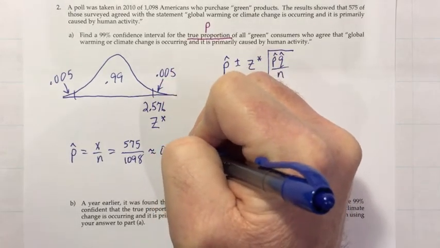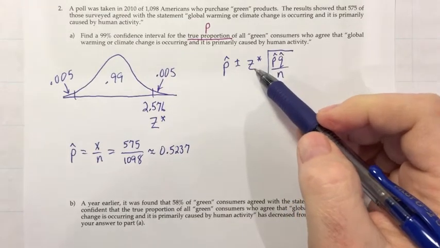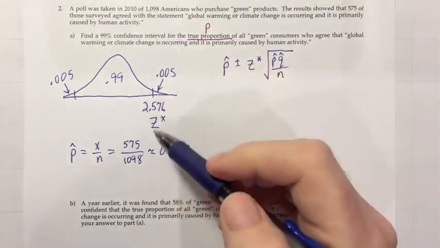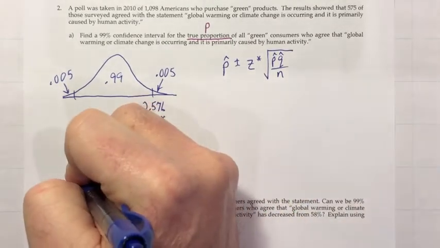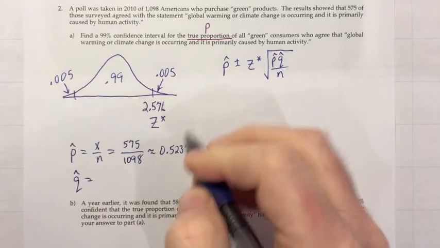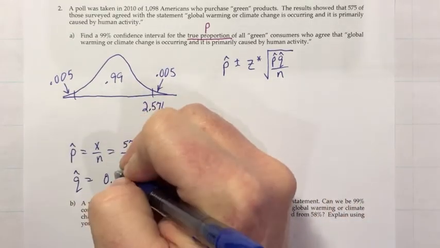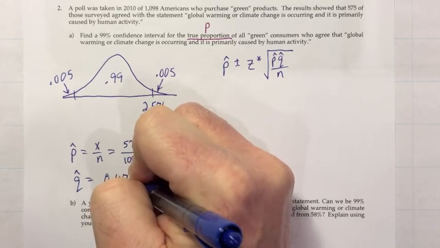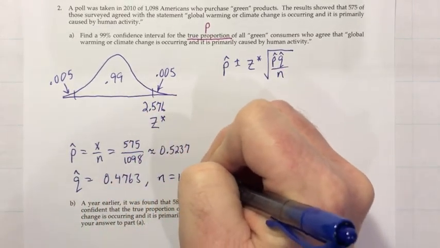So let's see, what have we got? We've got a p hat, we've got a z star, we have our n up top, 1098, right? We can see our n right there is 1098. And then q hat would be 1 minus the p hat, and if you do 1 minus the 0.5237, you get 0.4763. So if we want, we could write the n down as well, 1098, but we've already kind of used that.